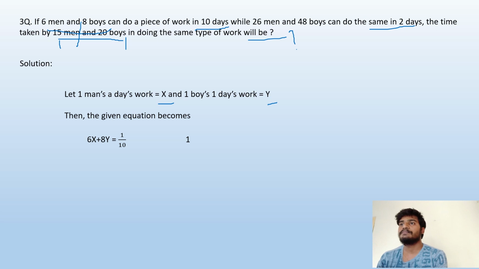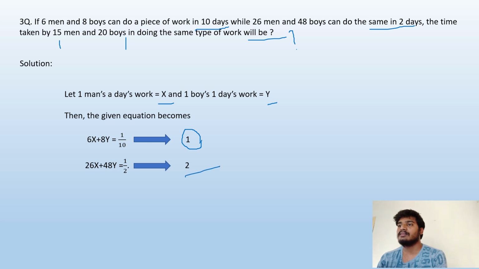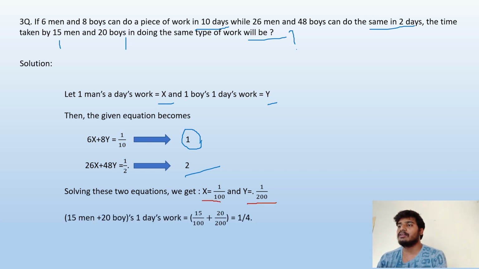So the given equation becomes, for 6 men and 8 boys: 6x plus 8y is equal to 1 by 10, that is equation 1. And the second equation is 26x plus 48y is equal to half, that is the second equation. By solving the two equations, we get the value of x as 1 by 100 and the value of y as 1 by 200.